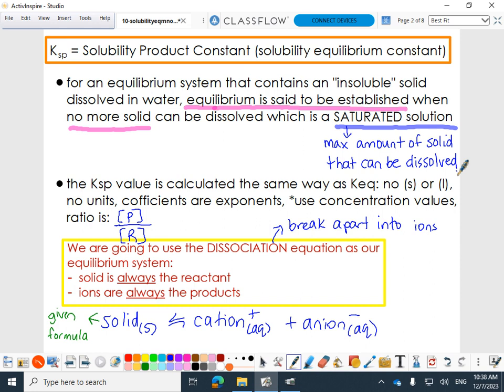Okay? And when you have a question and it talks about the maximum amount of solid that can be dissolved, or the amount in a saturated solution, or this is the solubility, all of those mean the same thing, and those concentrations go in the E line of the ICE table.